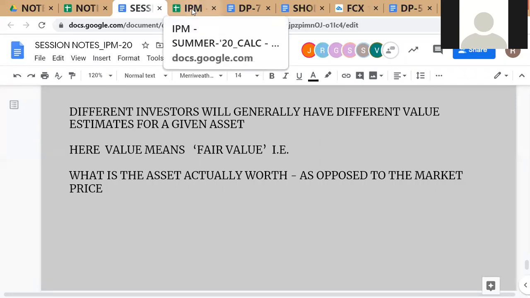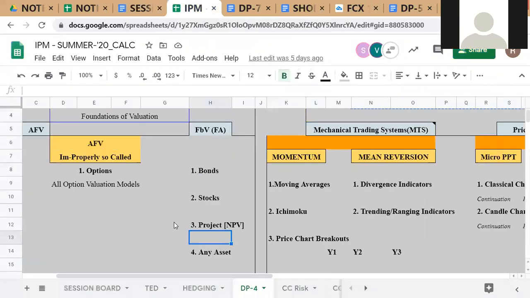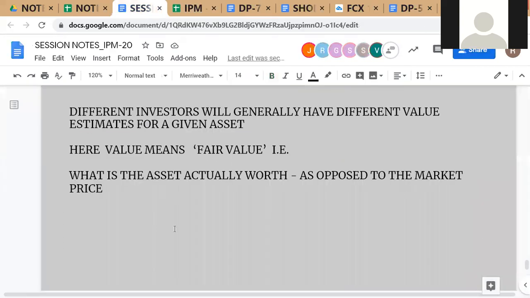Just to make it easier to understand, you have already done this. When you did your project cash flow discounting, you were doing fair value analysis. With stocks and the Gordon growth model, if you wanted to know the price of the stock, you could have just checked it in the market, but that's not what you were doing. You were projecting the dividends into the future and then discounting them, arriving at what is called a fair value for the stock. So understand this new term called fair value.